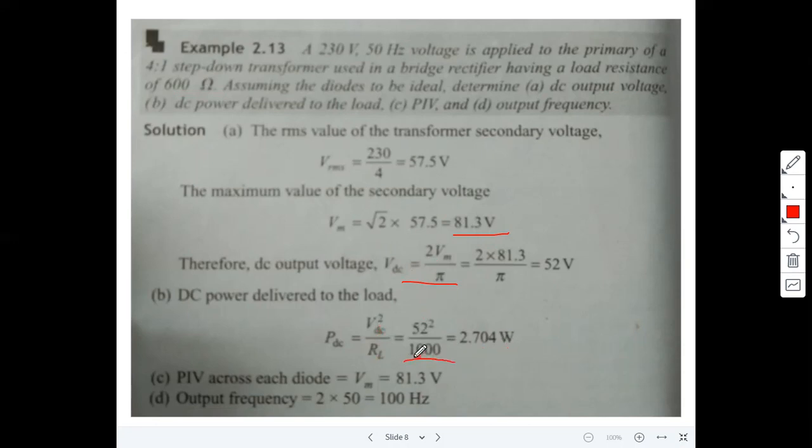What is given is a primary step down transformer having a load resistance of 600 ohms, assuming diodes are ideal diodes. Here there is a small mistake. We consider the load value to be 1000 ohms, or 1 kilo ohm. That is equal to 2.704, and Vm is equal to 81.3, and the output frequency is equal to 2 times the input frequency.